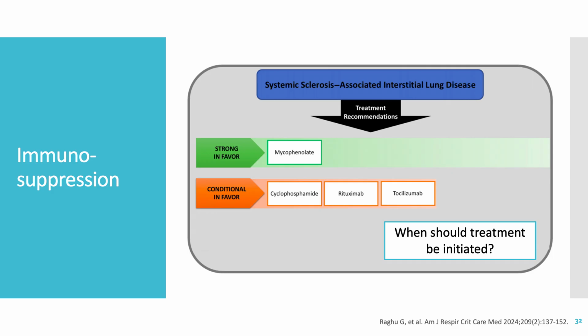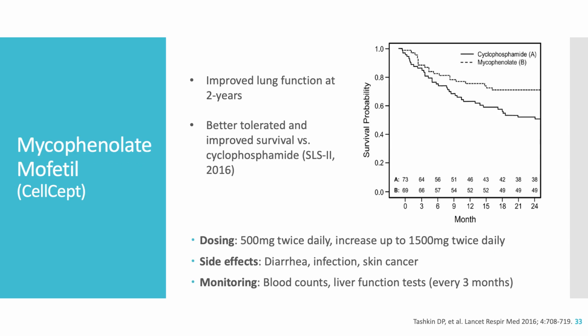This is a flowchart that comes from a recent guideline by the American Thoracic Society that was published in 2024. There are several different medications that are recommended for the treatment of scleroderma lung disease. There was a strong in favor recommendation of mycophenolate, which has good data to support its use and a reduced rate of lung function decline in patients that have scleroderma.